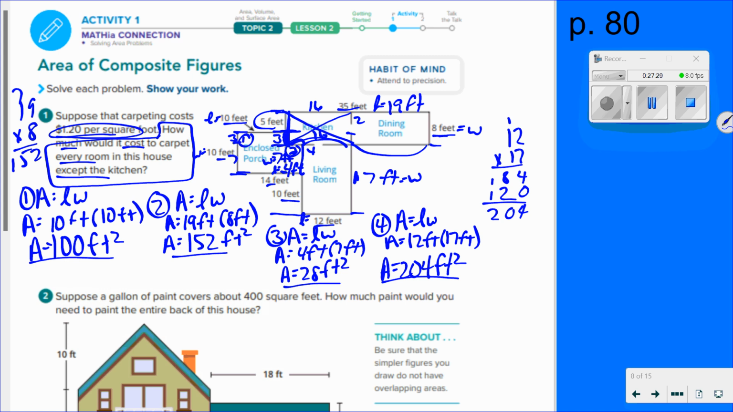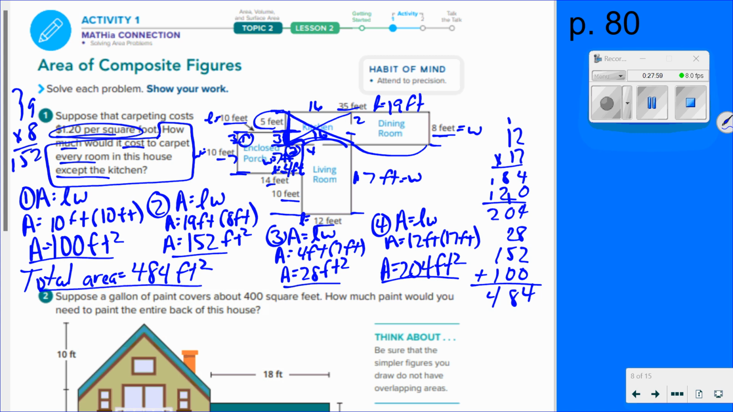So I've got them all. I'm going to take the 204 plus 28 plus 152 plus 100. And I'm just going to add those numbers. So that's going to be 10, 14, 7 and 1 is 8, 2 and 2 is 4. So my total area equals 484 square feet. Good. So how many were able to get that?